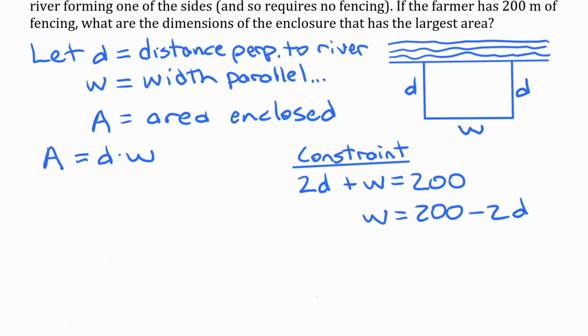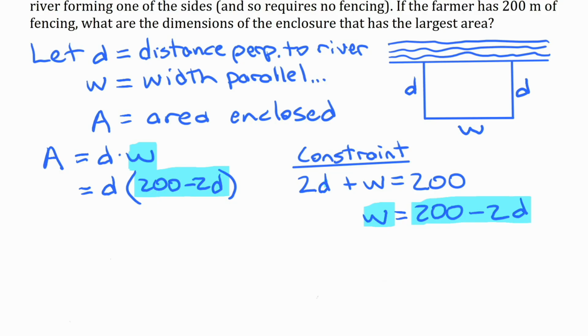And so if we take this equation now and replace the w with what we know it's equal to, w is equal to 200 minus 2d, we can say that that is going to be equal to d times (200 minus 2d), because that's what w is equal to. Replace w with that. Then I'm going to call that A of d. I'm going to start to use function notation again because now we have it as a function of one variable, area as a function of that distance from the river.